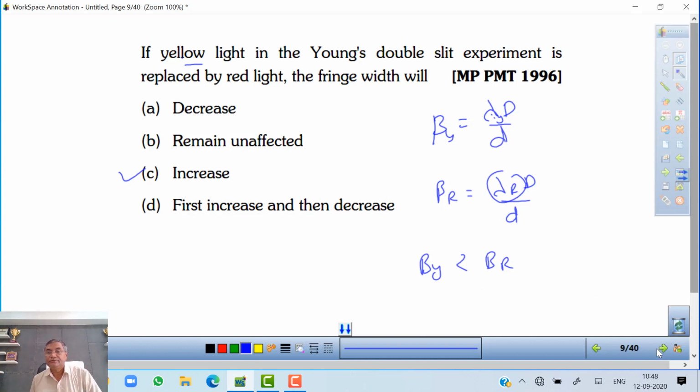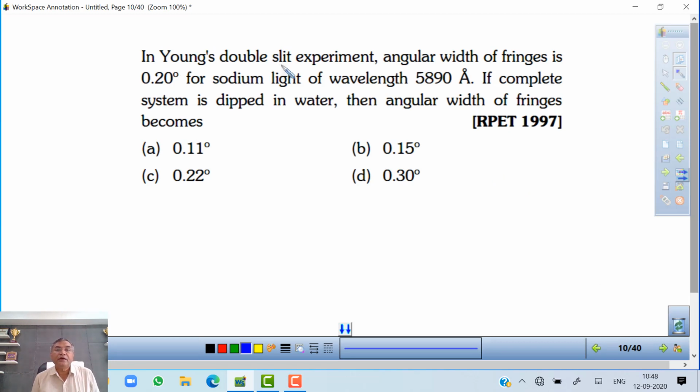Okay. In Young double slit experiment, angular width of the fringe is 0.20 degree for sodium light of wavelength this much. If complete system is deep in water, the angular width will be. So here angular width, so beta is, you know, that lambda d upon d. Okay. But if you want to find out angle, then you can calculate for anyone, but હું એક central માટેનું લઉં છું. So beta upon d, if I take it, beta is nothing but now x.